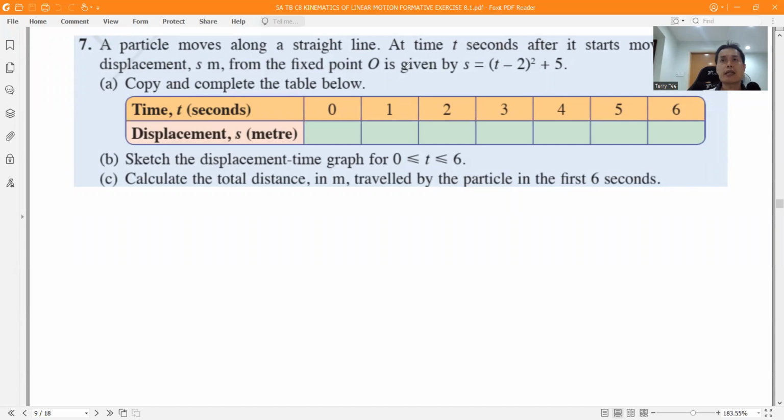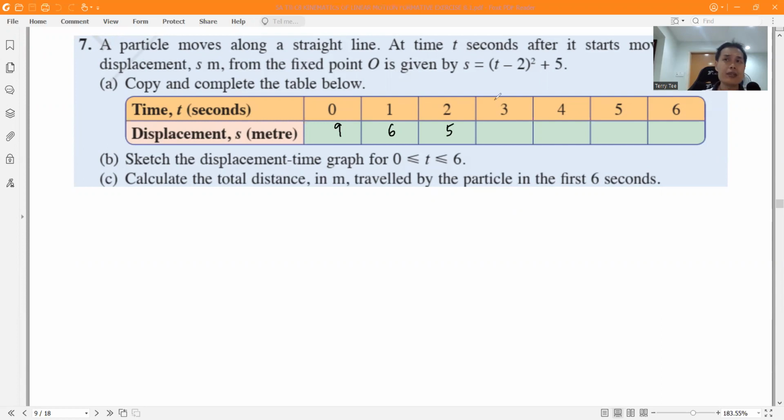Now again, you can do this mentally. Let's say I do it mentally. 0 minus 2 is minus 2, squared is 4, 4 plus 5 is 9. I put 1 inside. 1 minus 2 is negative 1. Negative 1 squared is 1. 1 plus 5 is 6. I put 2 inside. This whole thing becomes 0.